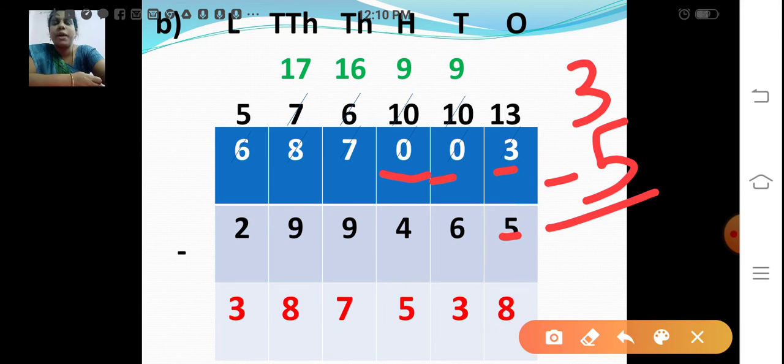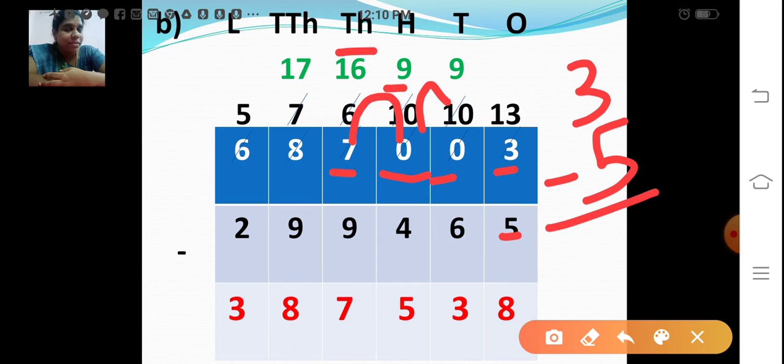So now I'm going to borrow from the thousands place, right? So 7, I'm having 7. So I'm giving 1,000. That means 10 hundreds. So my hundreds place will become 10. From this 10, I'm going to give one more to the tens place. So my hundreds place will become 9. So my tens place will become 10 now, right?